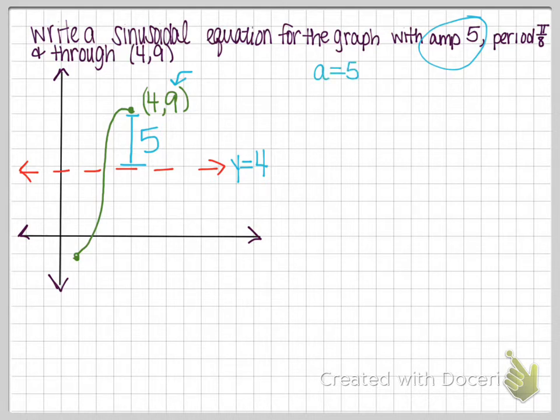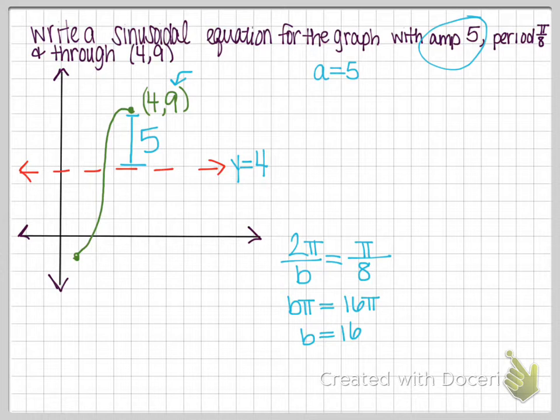We can find b real quick. Remember, that's going to be 2 pi over b equals our period, so pi over 8. You can do whatever makes you feel good to solve this proportion. I'm a cross multiplication kind of girl, so b is going to be equal to 16. Make sure to simplify those, guys. When I was grading quizzes, I had a lot of things like 4 pi over 2. Make sure you simplify. Don't leave the pi's in there.